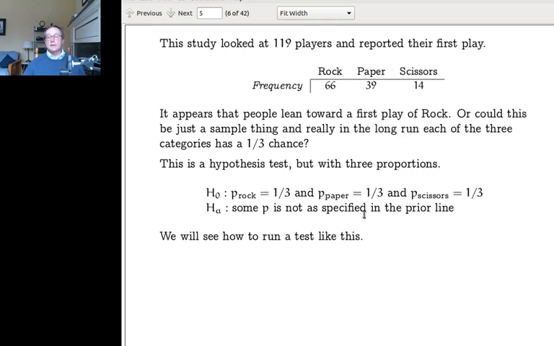So HA is that there's some other P. It might be that P rock is 1/3, but maybe P paper is different and P scissors is different. So it's just not 1/3, 1/3, 1/3. It's something else. So H naught, in this particular example, is that all 3 are the same. HA is that it isn't what it is on the previous line. We'll see an example in a minute where these 3 are not all the same. You can make them be different numbers as long as they add to 100%. But HA is always going to be that they're not the same. They're not what it says on the previous line.